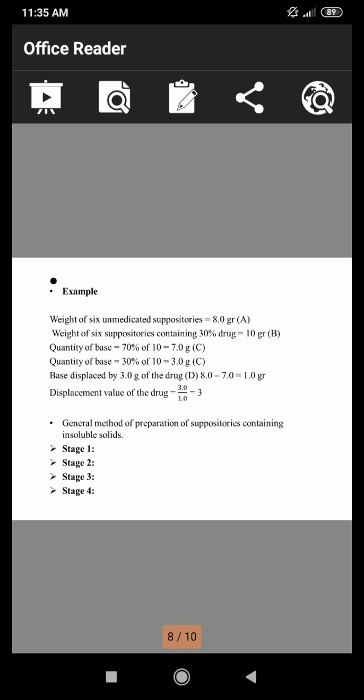Then next is an example. Weight of 6 unmedicated suppositories is 8 gram, that is A. Then weight of the 6 suppositories containing 30% of drug is 10 gram, that is B. Then quantity of base, 70% of 10, is 7 gram, that is C. Then quantity of drug, 30% of 10, is equal to 3 gram, that is D. Then base displaced by 3 gram of the drug: 8 minus 7 is equal to 1 gram.